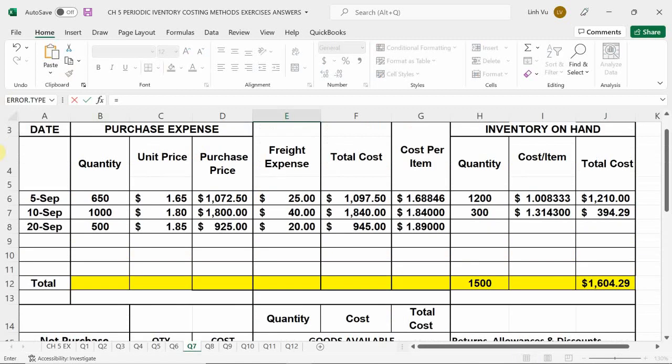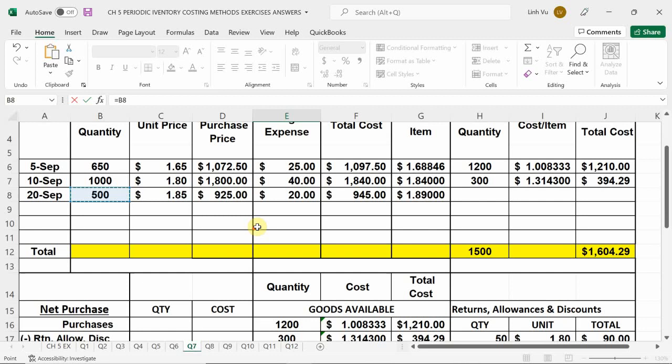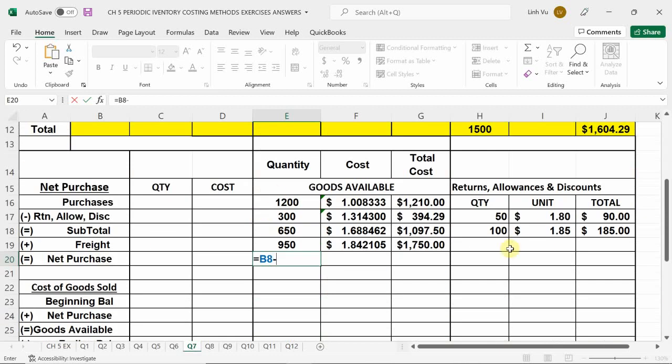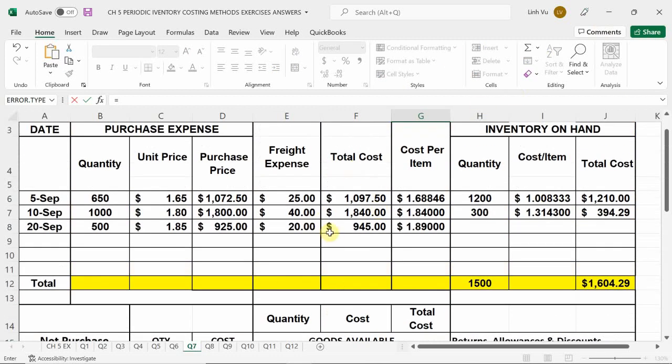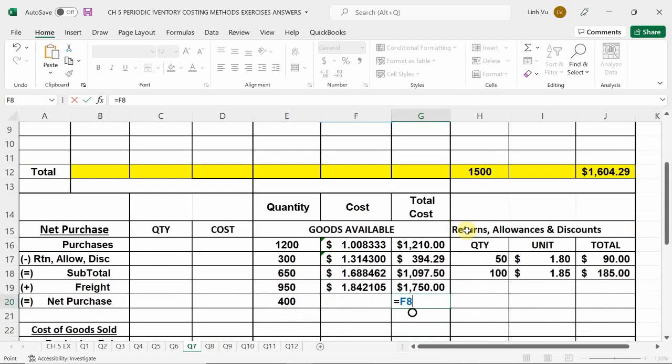So therefore, we need to make an adjustment to our inventory again, right? So this time, we purchased 500 units, but we end up returning 100 units, okay? Same thing with the total cost here. We owed a total of $945, but end up getting a $185 refund. So that should leave you with $760.